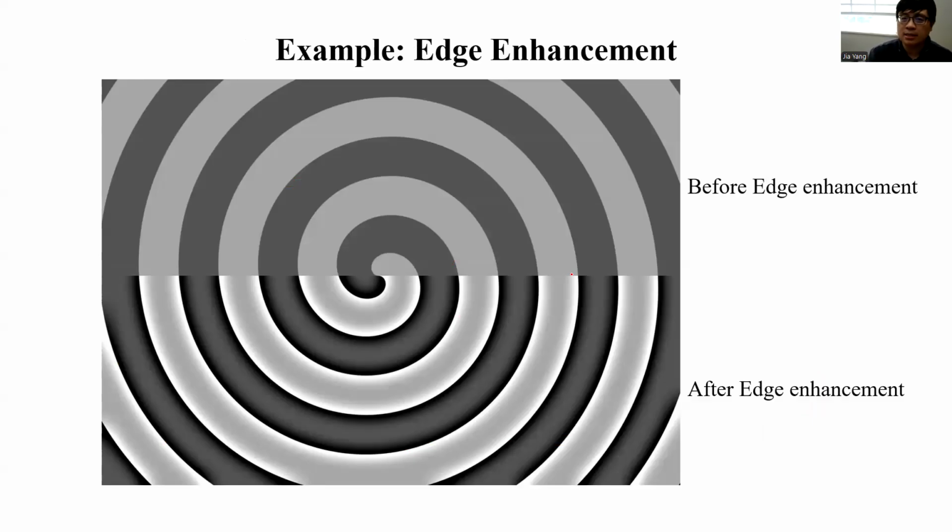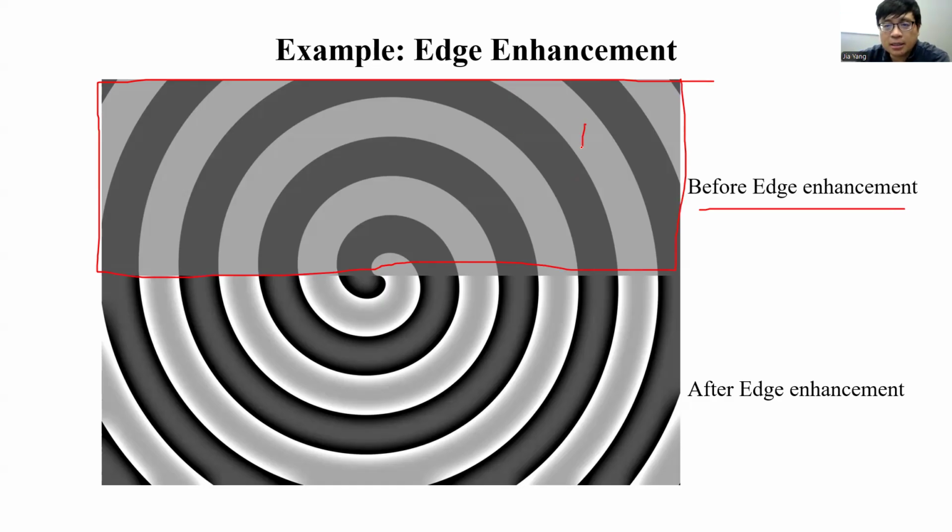So let's take a look at another example, edge enhancement. Edge enhancement is very popular in remote sensing. In remote sensing, we often apply edge enhancement to make the edge clear. So you can look at the upper half of the image. We have the light gray color here and the dark gray color here. That is the edge, right? We know there's one edge here, but the edge is not very clear. We want to make the edge more clear, so we are going to use the edge enhancement operation.